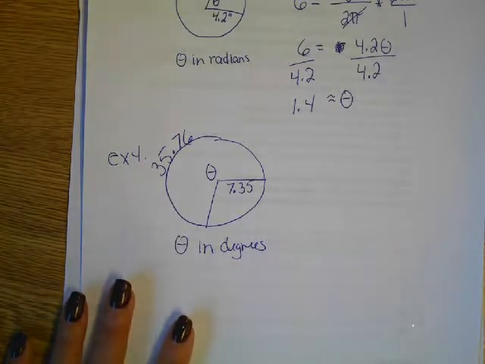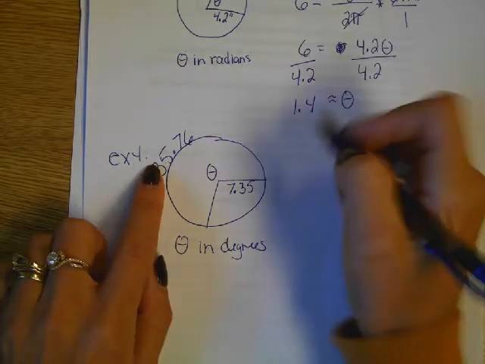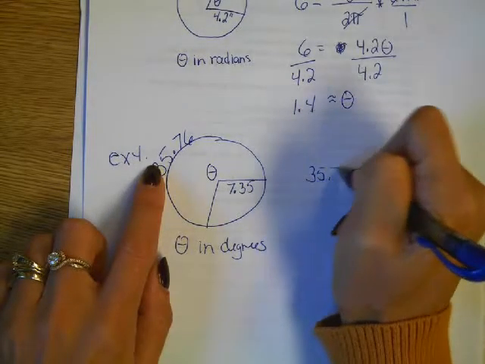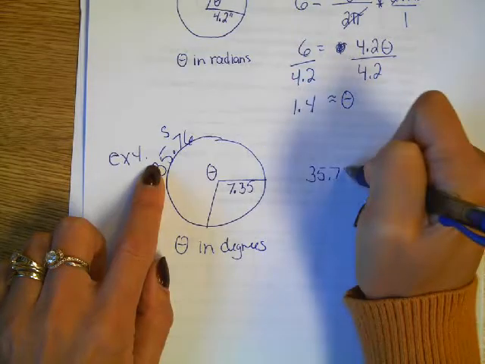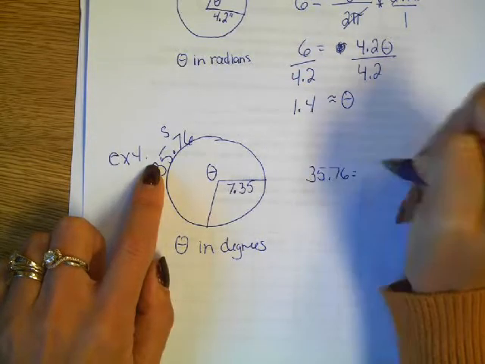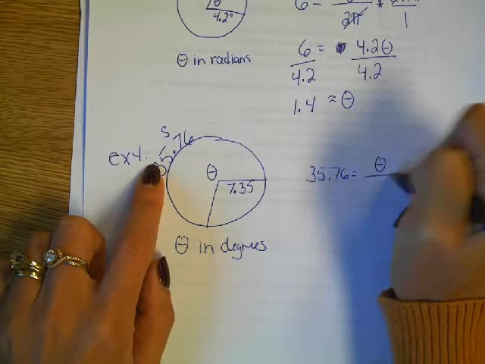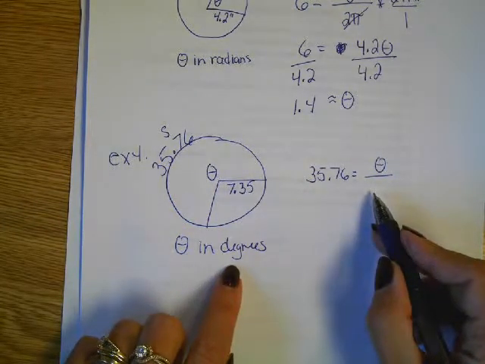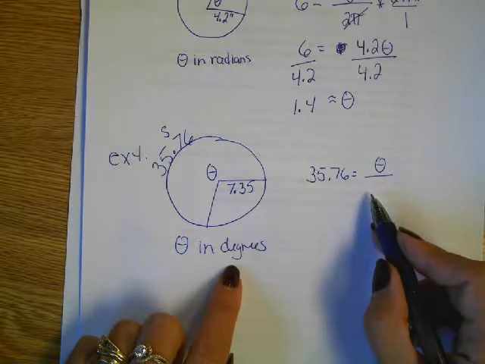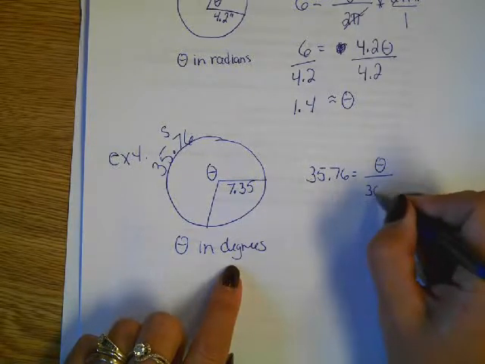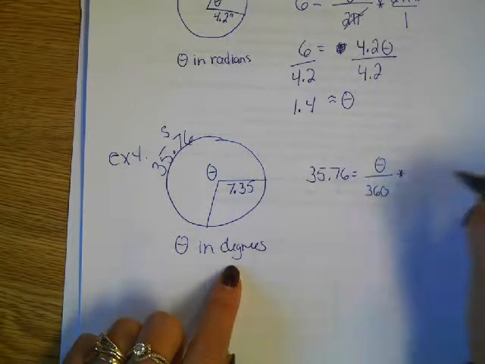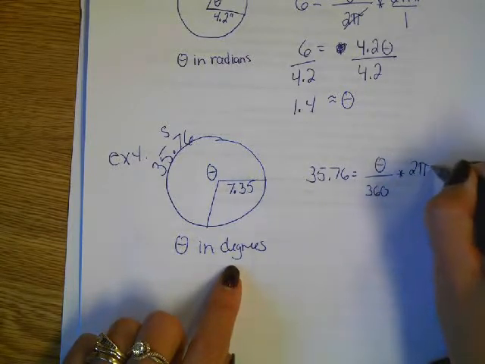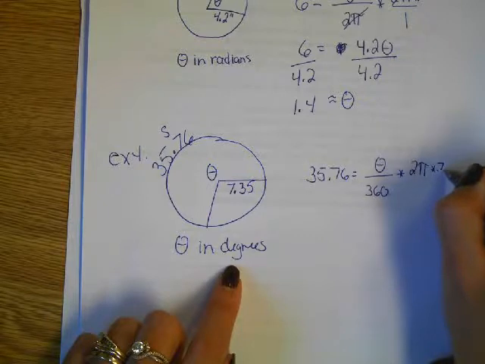So it's still arc length equals fraction times circumference. We never change that pattern. We know the arc length, 35.76, so that's what's going first. It's going in place of S. We need the angle measure, that's what we're trying to find, over. But this time, what do I want in my fraction? Because I want a degree answer. You put 360 down there instead of the 2 pi. And then we times by 2 pi times the radius.